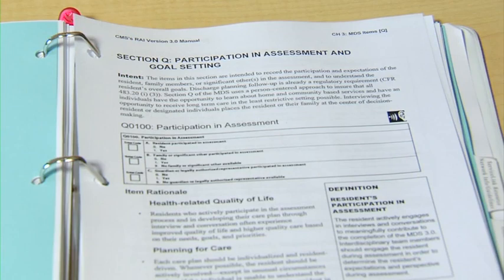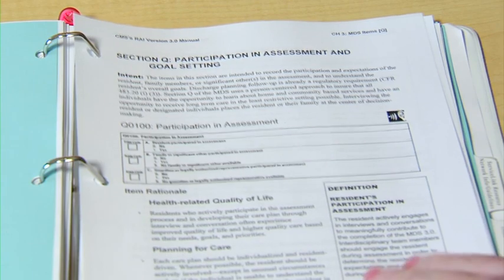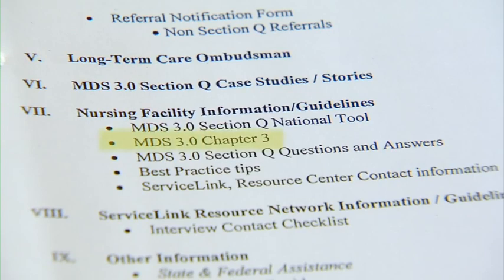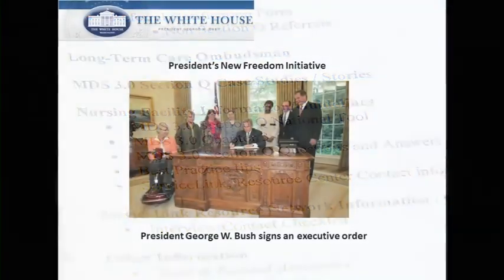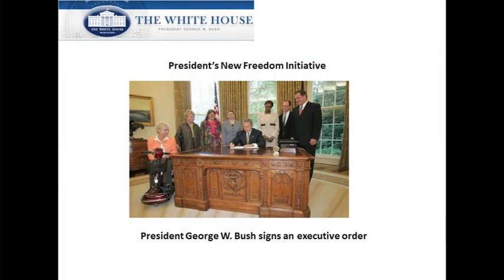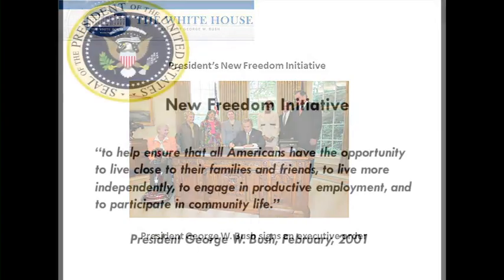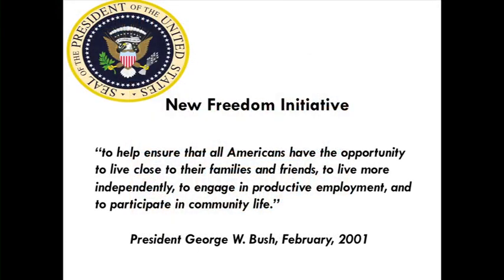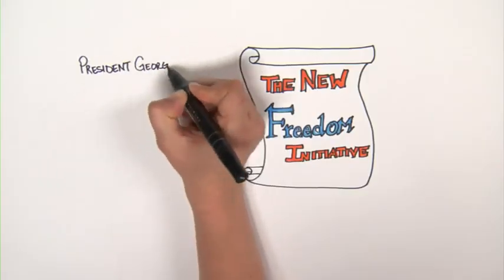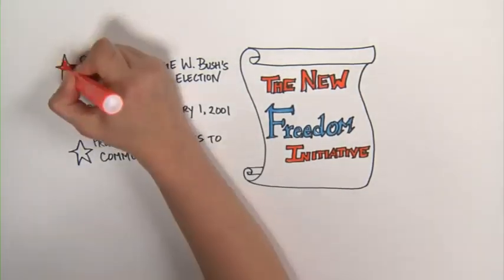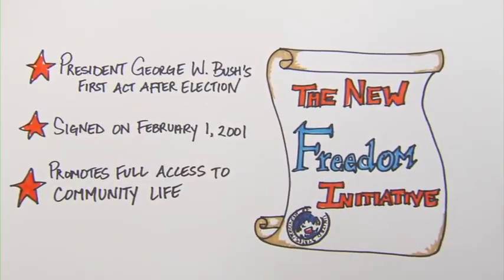Section Q is entitled Participation in Assessment and Goal Setting. This section is intended to record the participation and expectations of the resident, family members, or significant others in the assessment and to understand the individual's overall goals. Section Q of the MDS uses a person-centered approach to ensure that all individuals have the opportunity to learn about home and community-based services and have an opportunity to receive long-term care in the least restrictive setting possible. Interviewing the resident or designated individuals places the residents and their families at the center of decision-making.